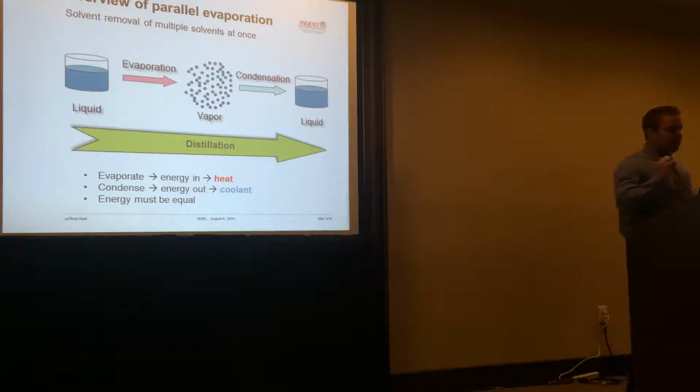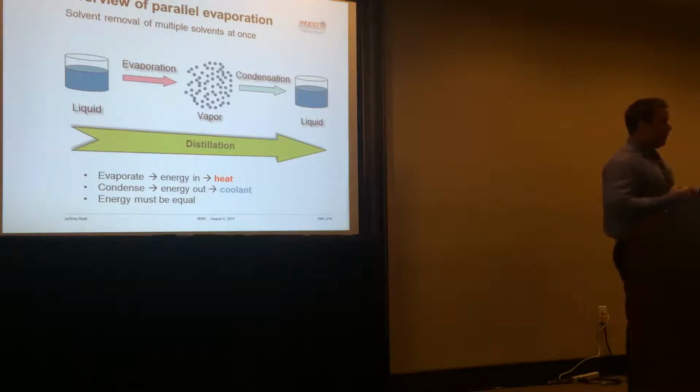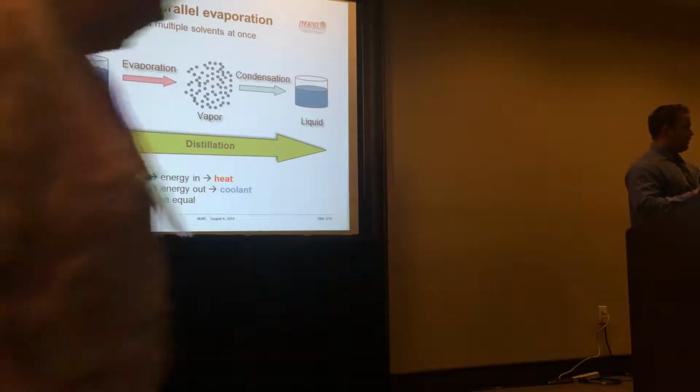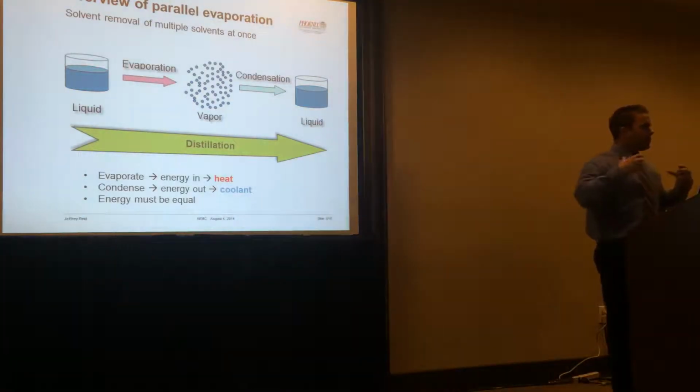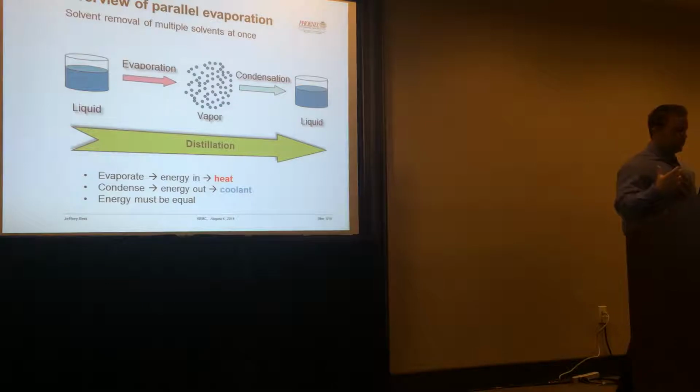To apply the evaporation step, you need energy applied into the system. This needs to be done in some form of heat. To remove energy out of the system, this needs to be done by some type of coolant. And those two energies, the energy applied in and the energy applied out of the system, need to be equal to one another so you have an efficient overall distillation process.